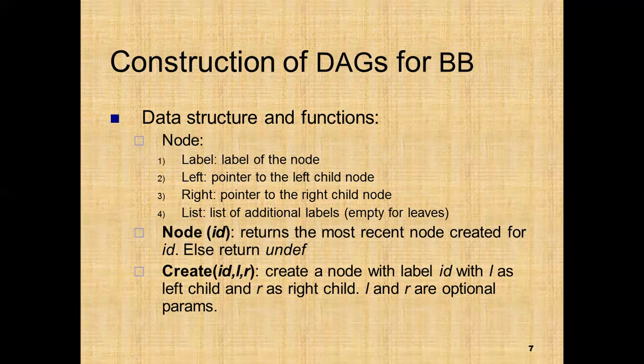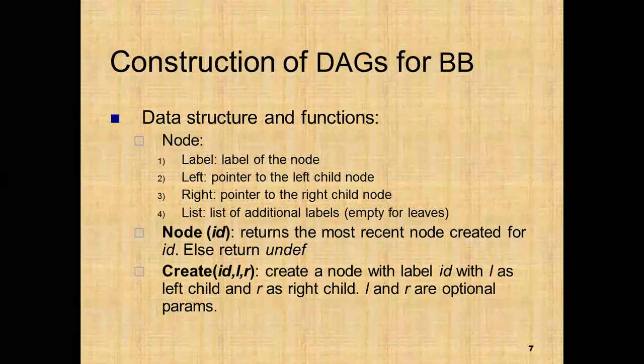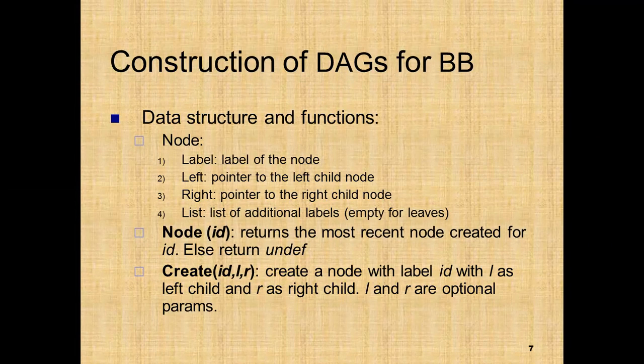Label. What is the label? Label of the node. So this is called the label of the node. We will give a new name to each node and we will assign the different labels. Now what are left and right? Left means left child or left leaf. Similarly the right leaf. For each of left and right, you can see a pointer to the left child node and a pointer to the right child node. Then there is a list of additional labels. If there is a need, then we can use more labels for the empty leaves.